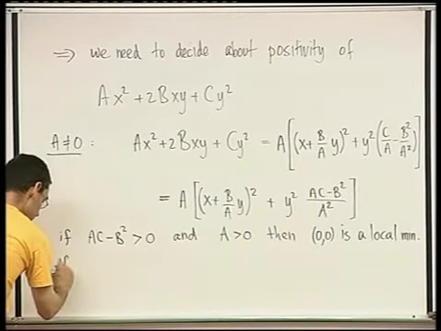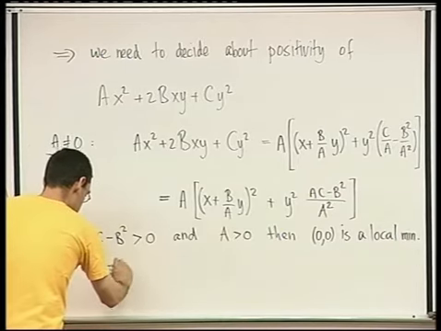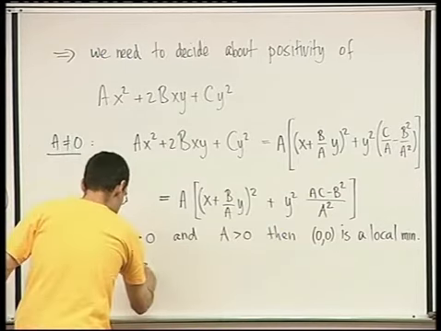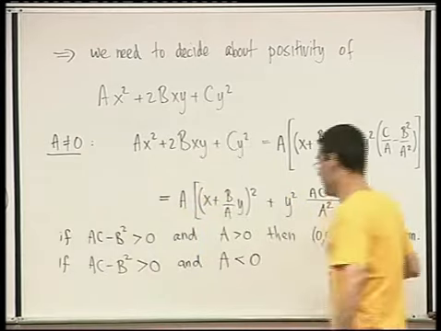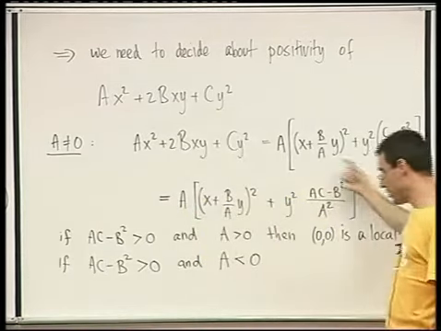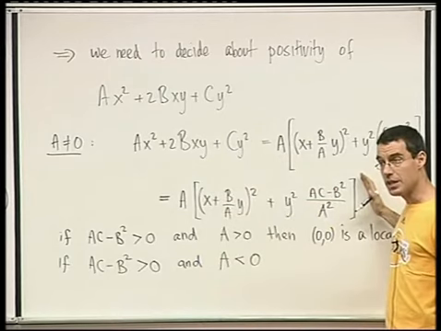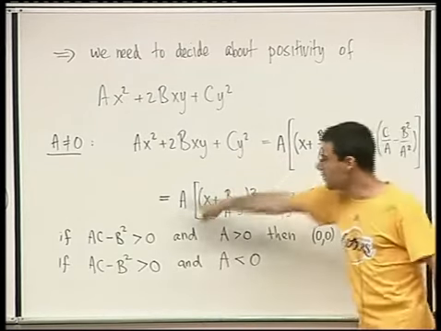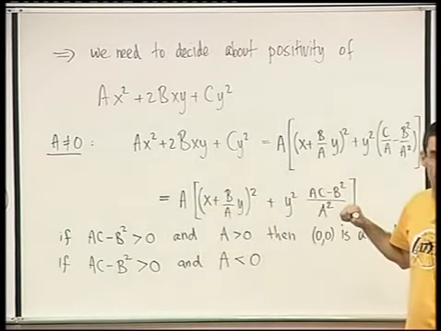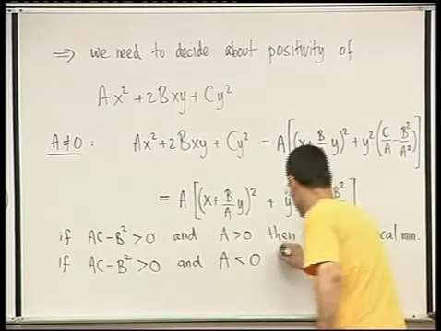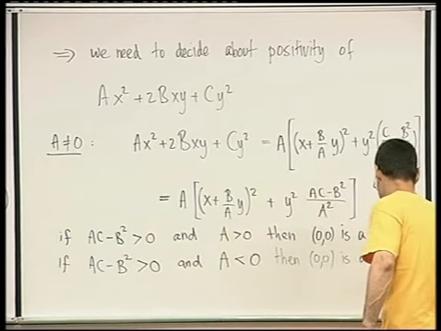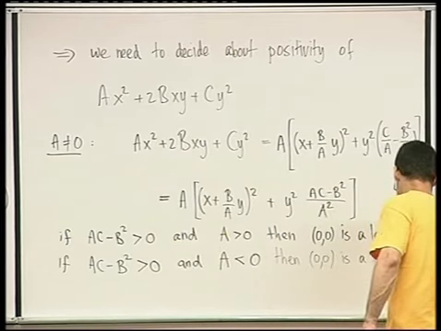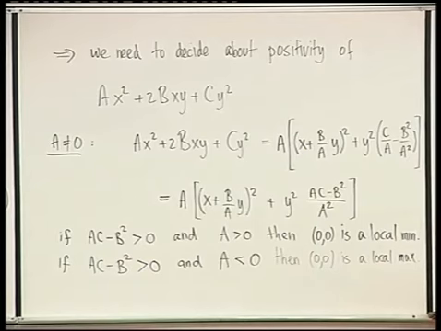Okay. If ac minus b squared is positive, but a is negative, then by the exact same argument, this entire thing inside the brackets is non-negative, but I'm multiplying it by something negative, so it's non-positive. In which case, 0, 0 is a local maximum. Do you agree? Everybody? Good.